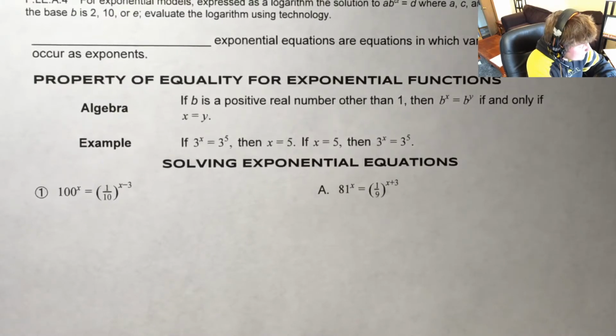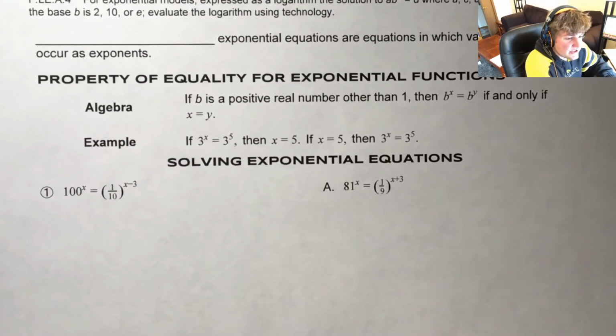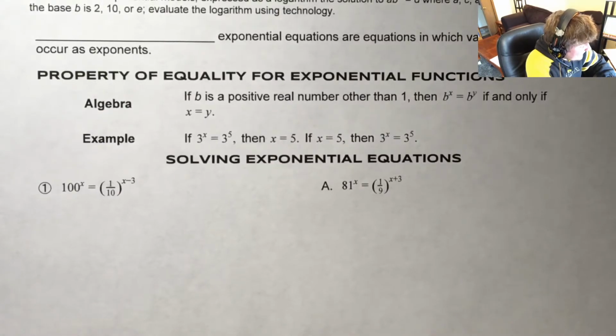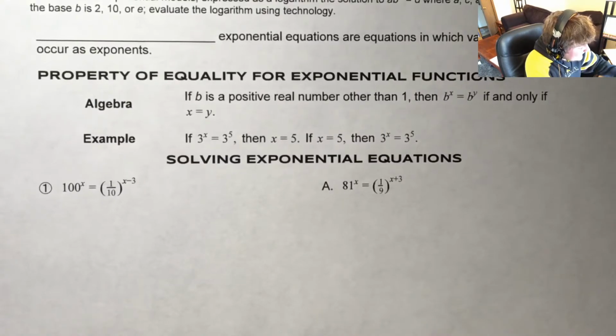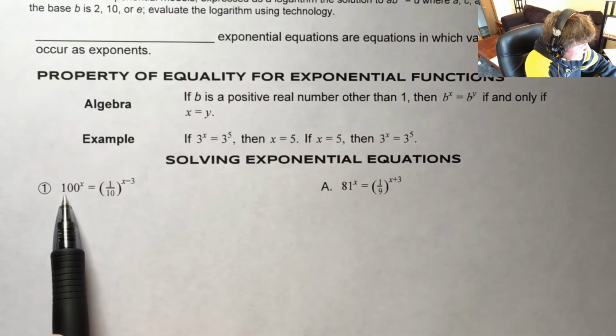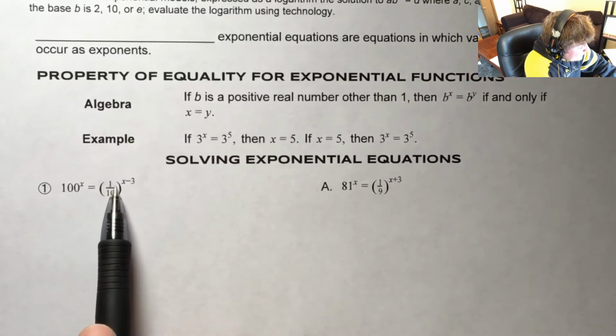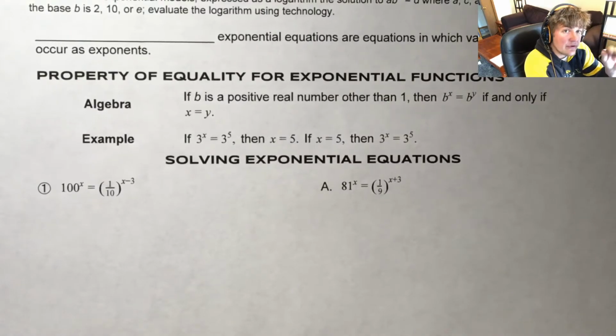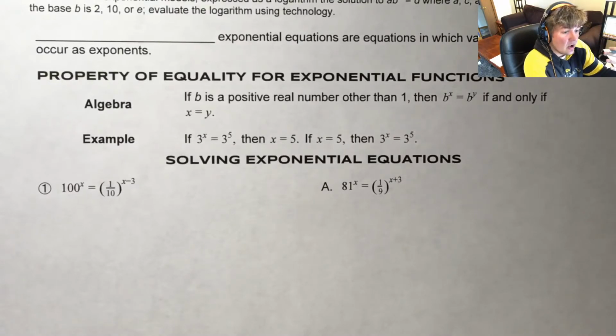Okay, so here I'm looking at example number 1. Example number 1 says that 100 to the x power is equal to 1/10 to the x minus 3 power. As I'm looking at this, I don't have the same base, right? I have a base of 100 and I have a base of 1/10. But the thing that's nice about this is 100 and 1/10 are both forms of 10, right? 10 squared is 100, and 10 to the negative first power is 1 over 10.